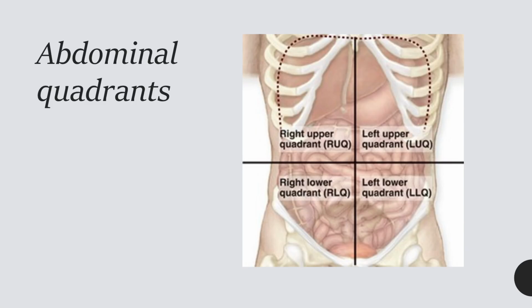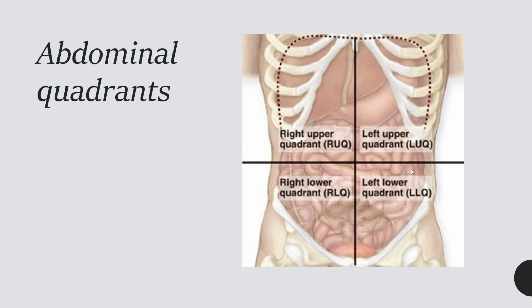So you heard me talking a little bit about the quadrants. This is generally what we use when we're talking about the abdomen, to be a little bit more specific about which area in the abdomen we're talking about. We have 4 quadrants: a right upper quadrant, left upper quadrant, right lower quadrant, left lower quadrant. Oftentimes you'll see them abbreviated with these abbreviations here.